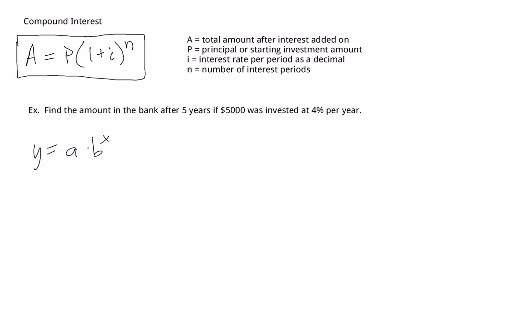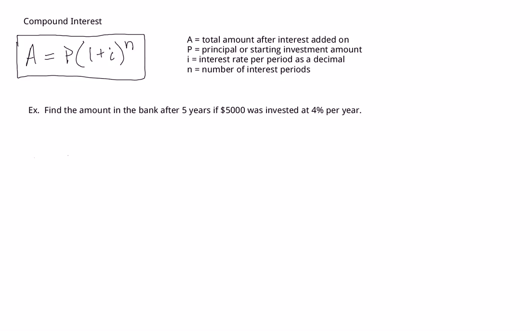So the hard part is just remembering what each of those represent. The A is the total amount in the bank after you've added your interest. So it's like your ongoing total, or what your amount would be at the very end. Your P is the principal, which means how much money you started with, so how much money you deposited in the bank originally. I is your interest rate.